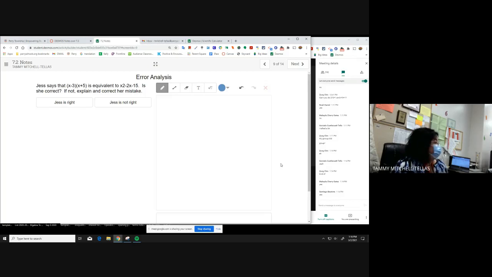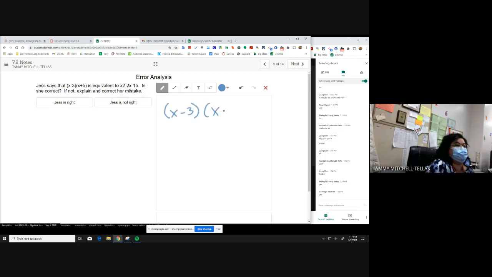Is she right? If we work this FOIL out, x minus 3 and x plus 5. She's wrong, isn't she? This is x squared plus 5x minus 3x minus 15. So she's off by a sign, isn't she? This sign right here should have been a plus, not a minus.